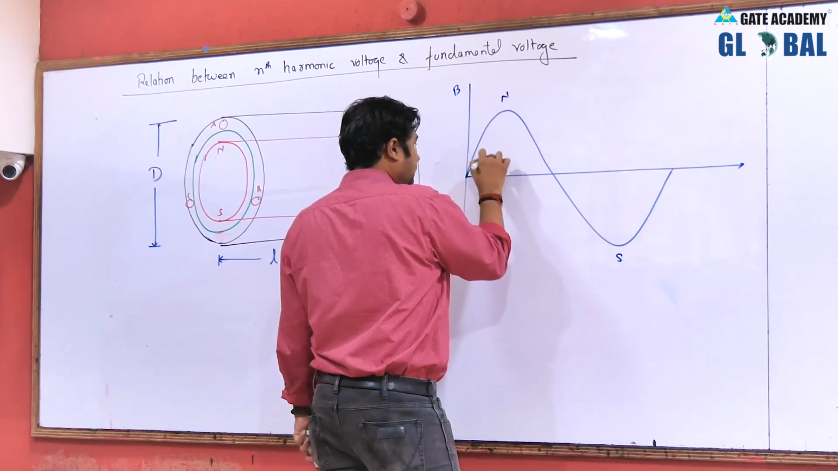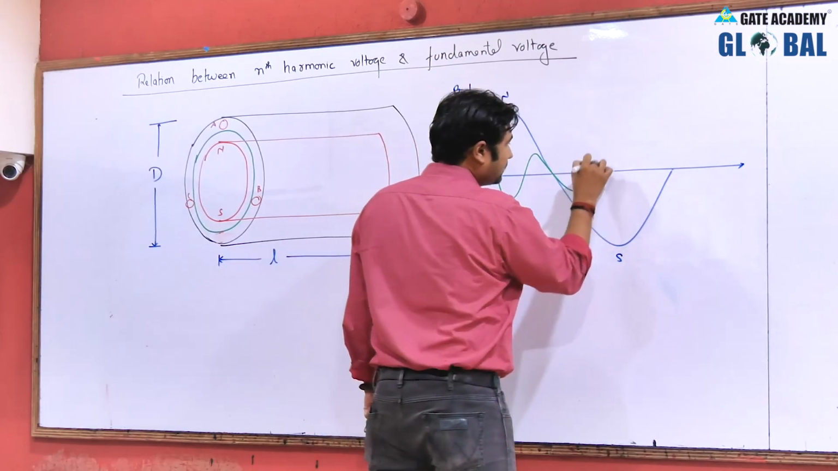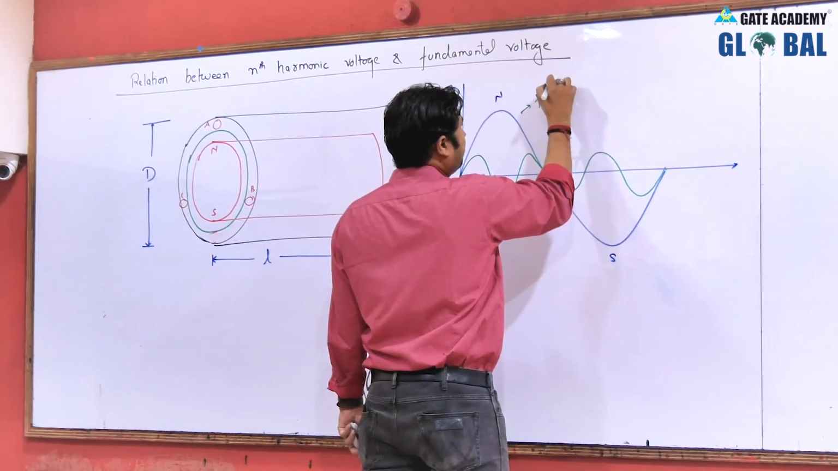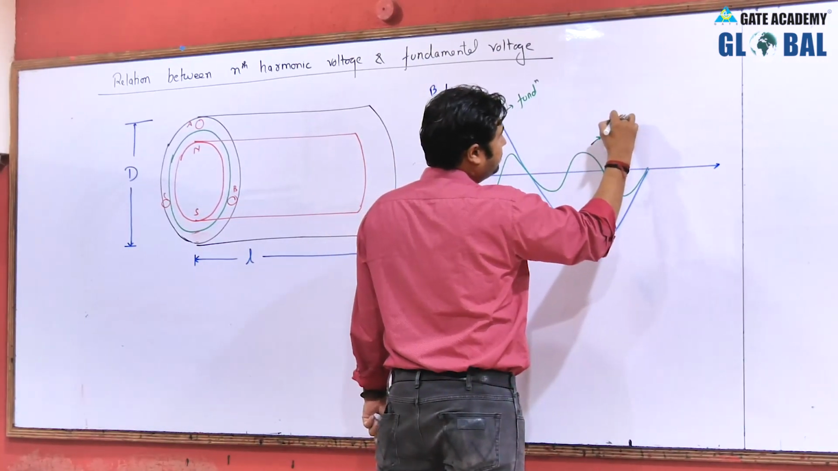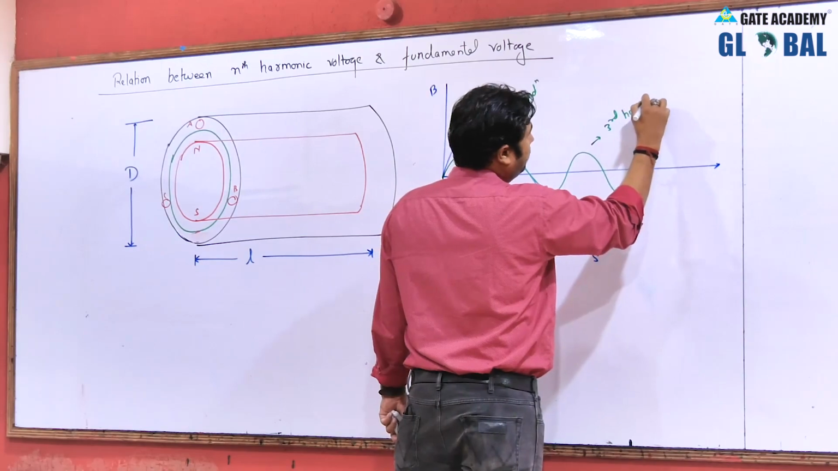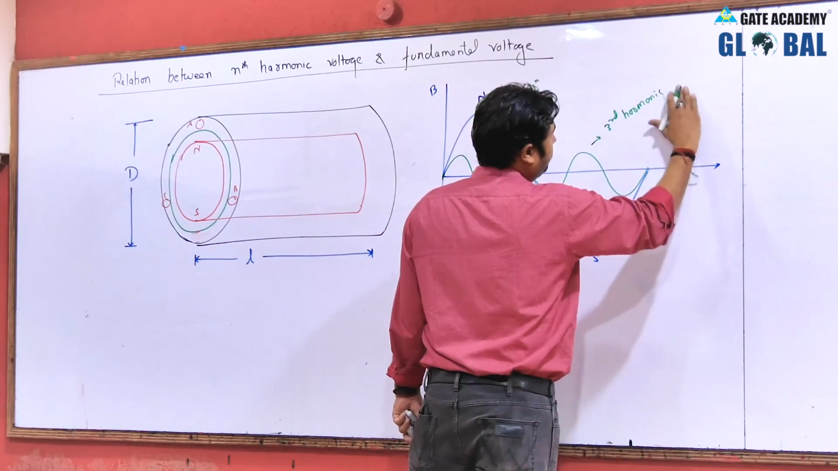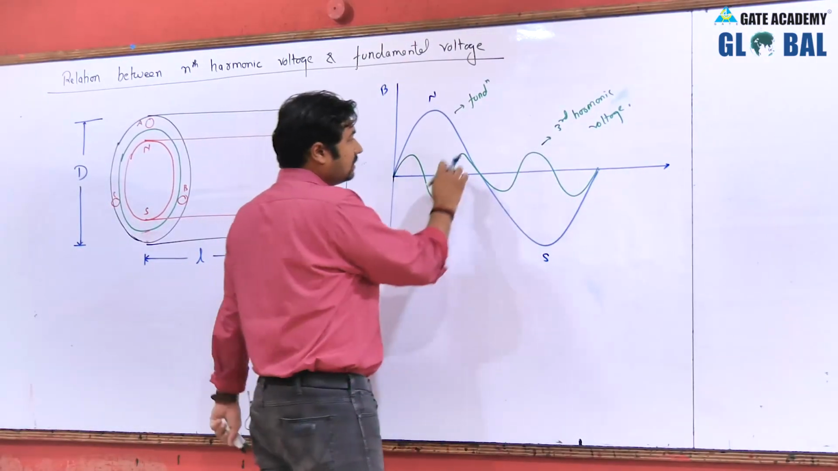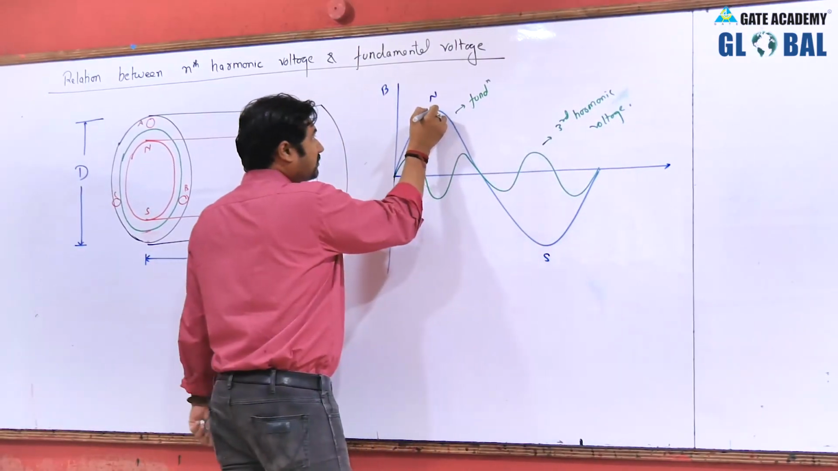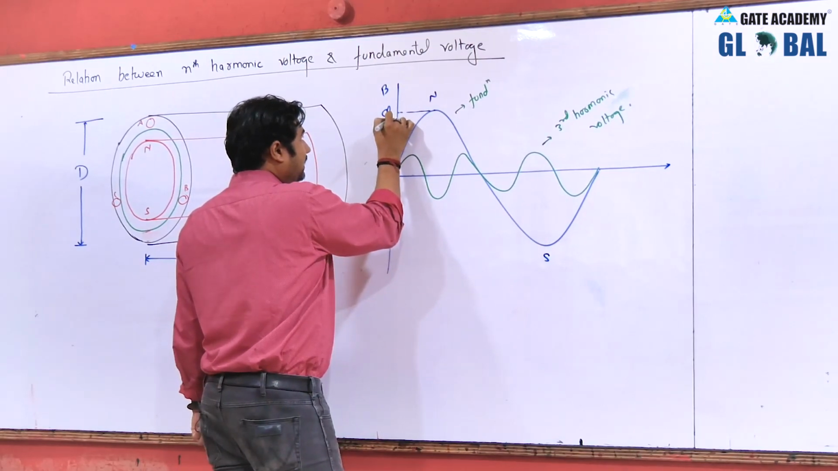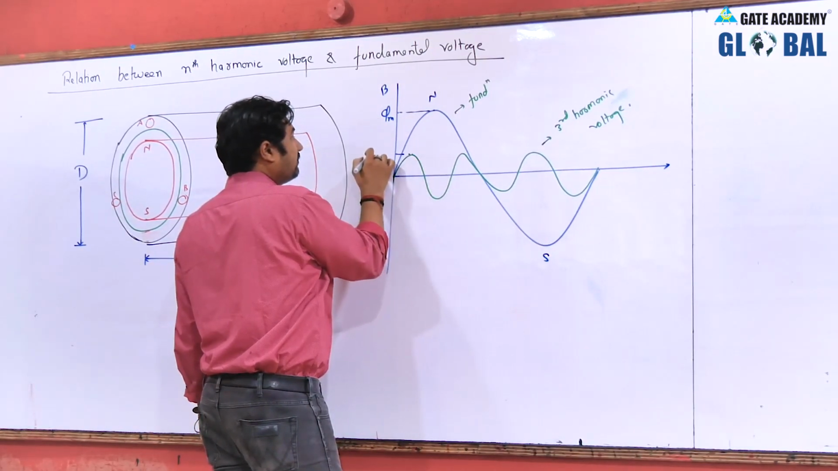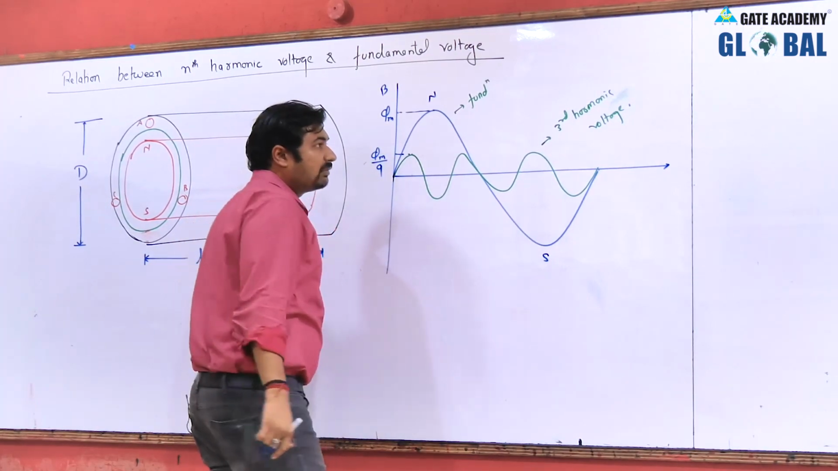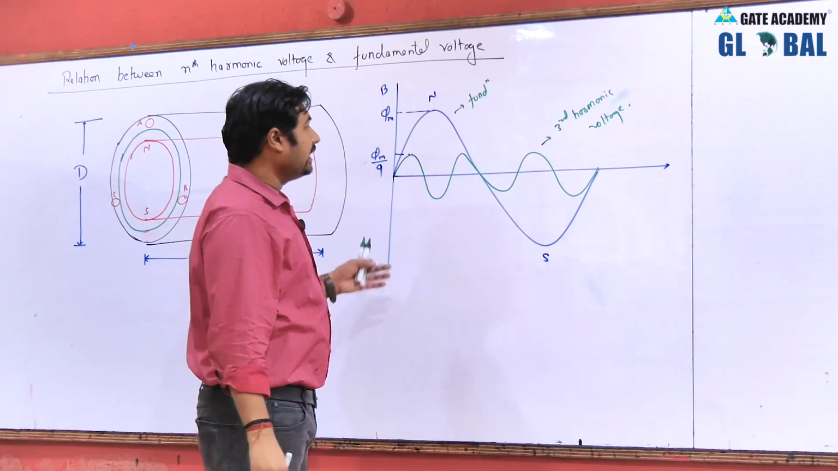If we go with the triple-n, third harmonic voltages, then that can be represented in this way. This is your fundamental flux density wave, and this is your triple-n harmonic. So we have this as the third harmonic. If the maximum magnitude of the fundamental is phi m, then the third harmonic will have a maximum magnitude of phi m by 9. Similarly, the fifth harmonic will have a maximum magnitude of phi m by 25.